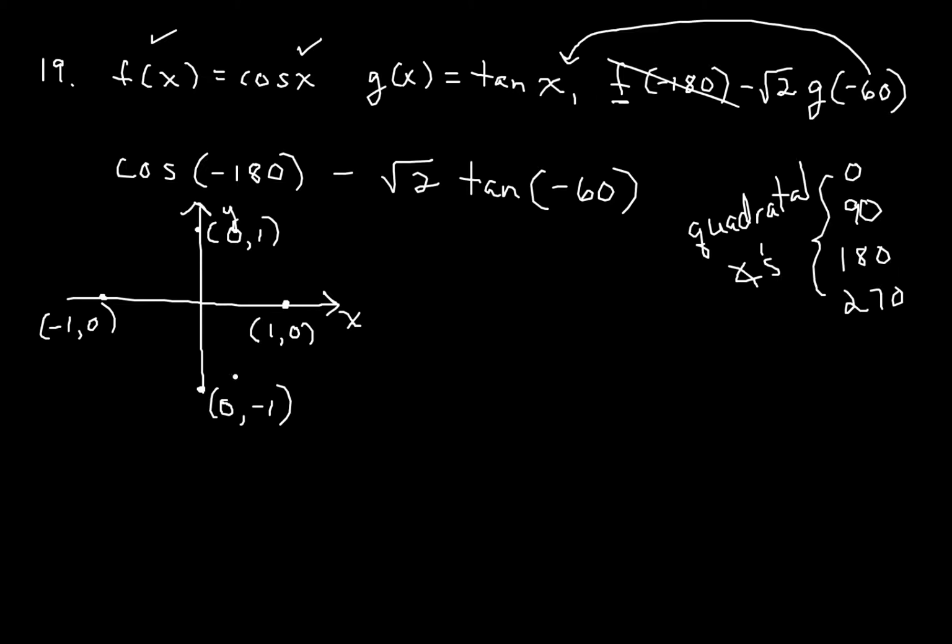Now cosine and sine are really easy. If we want to find the cosine of negative 180, it's the same thing as positive 180. The x-coordinate is your cosine, your y-coordinate is your sine. So we're saying the cosine of 180 is just going to be the first number in the ordered pair, so that would be negative 1.